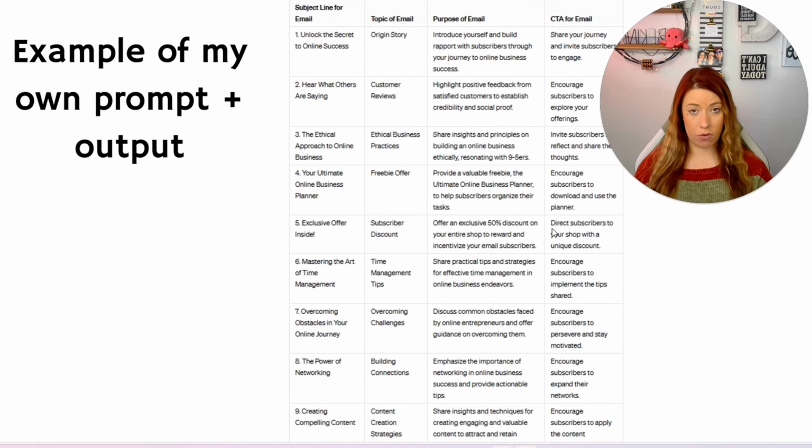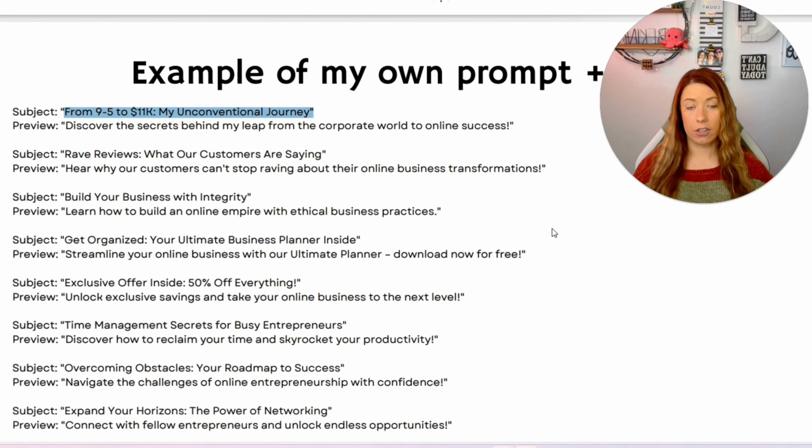Once you have that generated in ChatGPT, you can start asking it to go ahead and create the subject line, the preview text, and the body copy of email 1. In this particular case, the email 1 subject line is "From 9 to 5 to 11K: My Unconventional Journey." The preview text for that first email: "Discover the secrets behind my leap from the corporate world to online success."